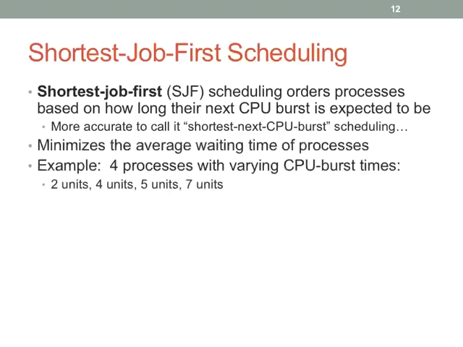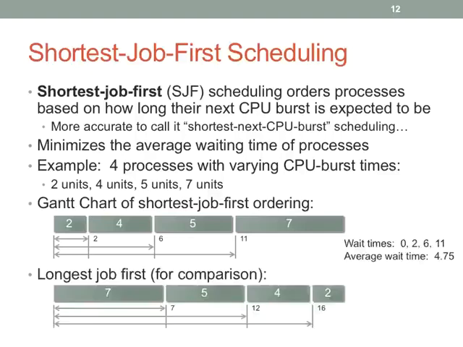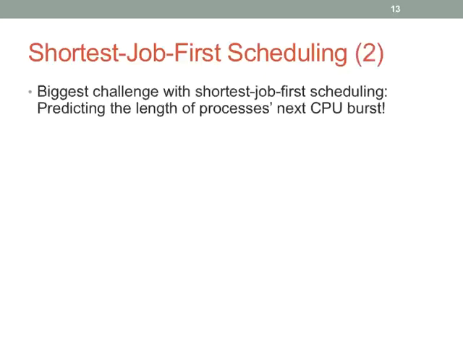And so this will minimize the average waiting time of processes. Again, we had this example in CS24. If we have 4 processes with these expected CPU burst times, so 2 units, 4 units, 5 units, and 7 units, and we do them shortest to longest, then we get an average wait time of 4.75. And if we order them in the opposite order, or any other order that's not shortest to longest, then we see that our average wait time will get a lot longer. So 0, 7, 12, and 16 has a significantly higher average than the shortest to longest ordering. Okay? So that's the idea behind shortest job first.